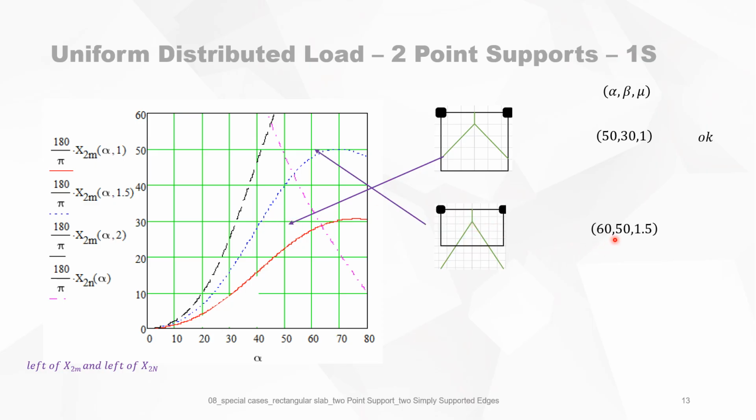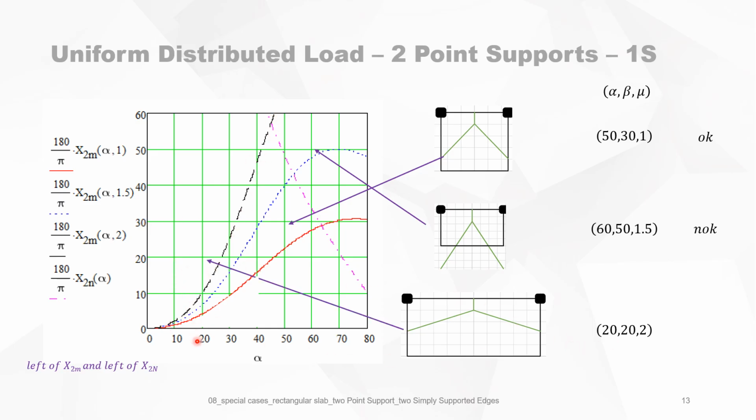Take now, for instance, the point 60, 50, and 1.5. So it means that for beta equals 1.5 A, so mu is 1.5, you have the blue dotted line. We must be on the left-hand side of it. Then we are here. So we are on the left-hand side, but we are on the right-hand side of the curve x2n. So A1 is negative, and you can see it very clearly. A1 here is negative, so this is not okay, and it is not good. And then another example, for instance, for beta equals mu equals 2, you got x2m, this curve here, the black dotted curve. We must be on the left-hand side of this curve. And you see that, for instance, for 20 degrees, and mu is 2, this pattern is okay.